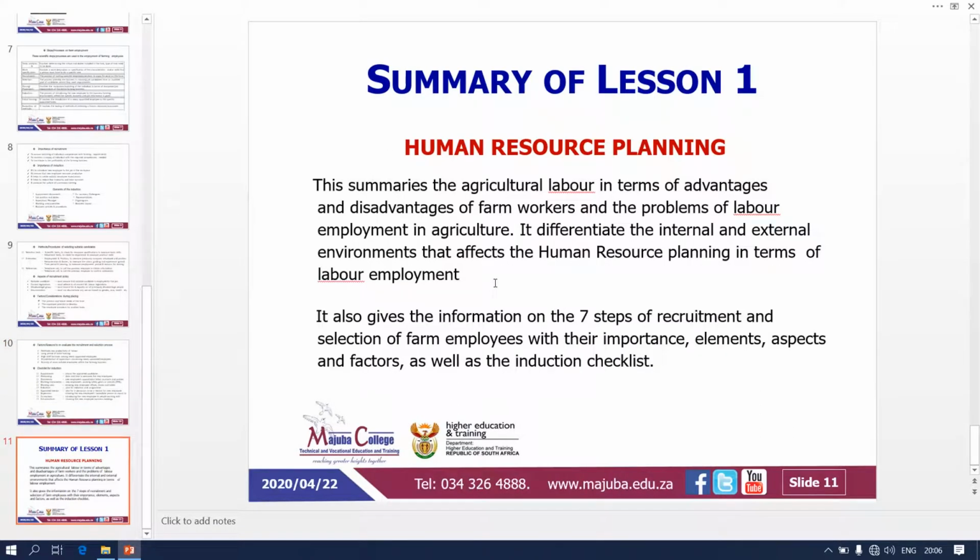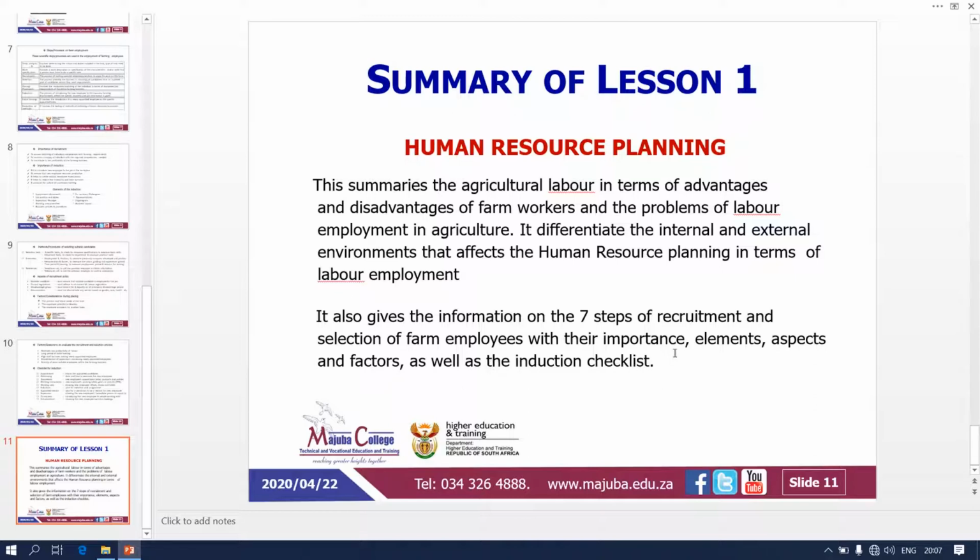Now, this is the summary of lesson 1. This summarizes agricultural labor in terms of the advantages and disadvantages of farm workers, and the problems of labor employment in agriculture. It differentiates the internal and external environment that affects human resource planning in terms of labor employment. It also gives information on the 7 steps of recruitment and selection of farm employees, the importance of these steps, their elements, the aspects of the 7 steps, and some factors within those steps, as well as the induction checklist.